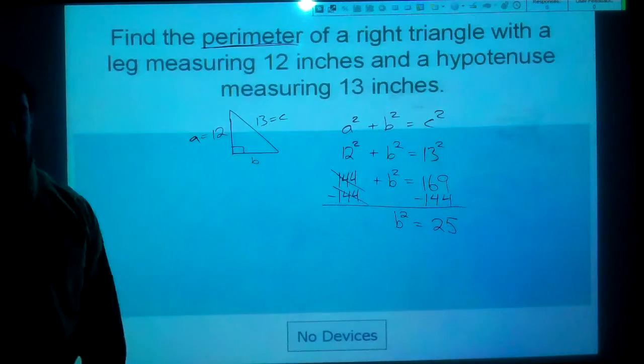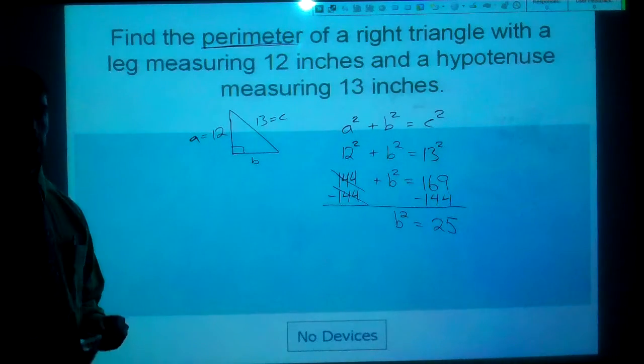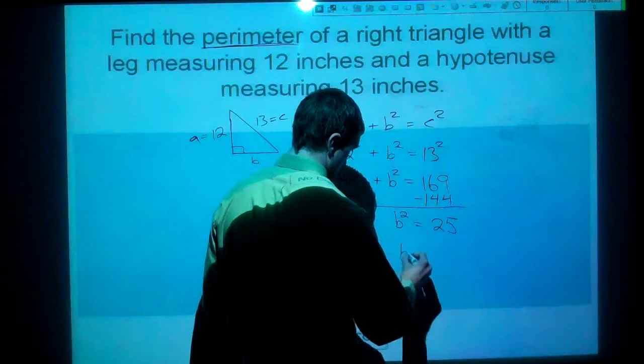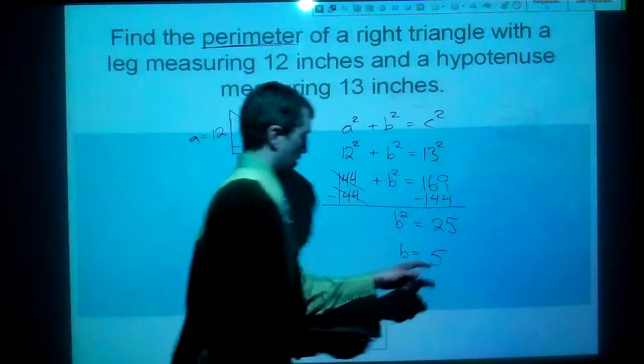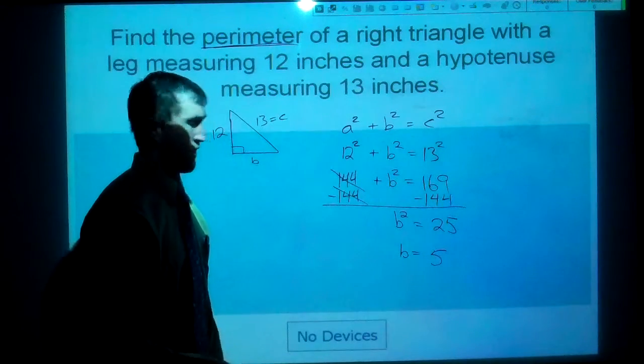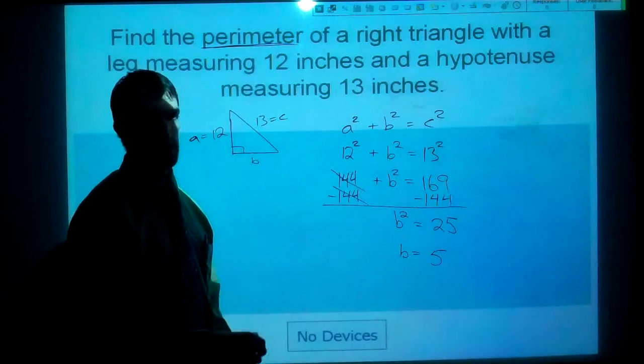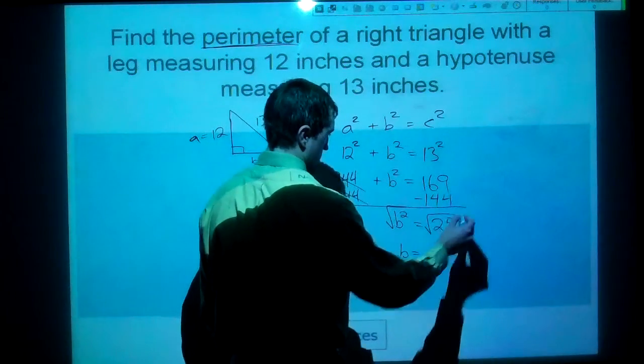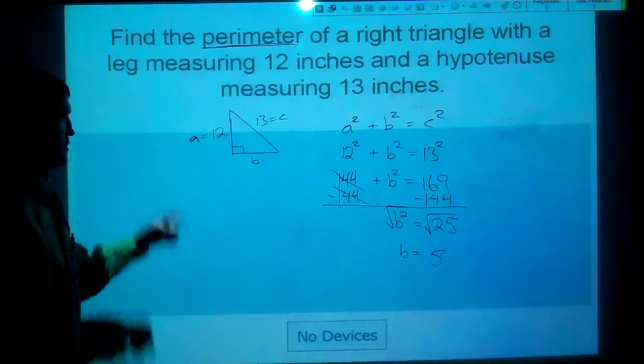At this point, we're saying, okay, what times what gives us 25, and it has to be the same number. Well, that would be 5. 5 times 5 gives you 25. How I found that was I did the opposite thing of squaring, and I took the square root. So, square root of 25. So we finally found b.